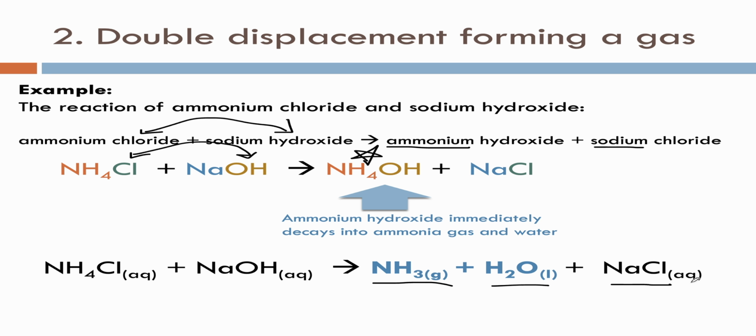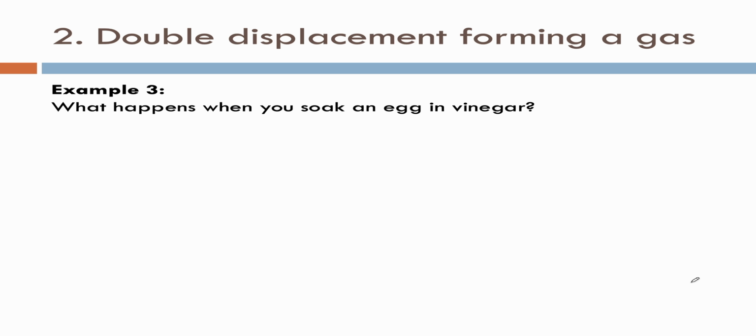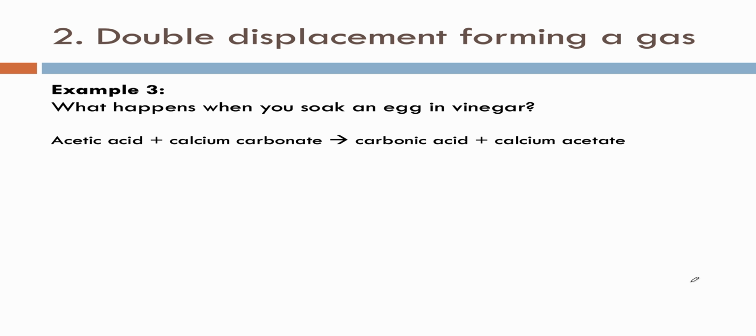All right, last example of a double displacement forming a gas is another kind of fun one. You can soak an egg in vinegar, and if you've ever wondered, what is an egg even made of? Its outer shell is actually mostly limestone. There's a few other things in there too, but the vast majority of an eggshell is made of limestone. And if you remember, the formula for limestone is calcium carbonate. So vinegar's acetic acid, limestone or eggshell is mostly made of calcium carbonate.